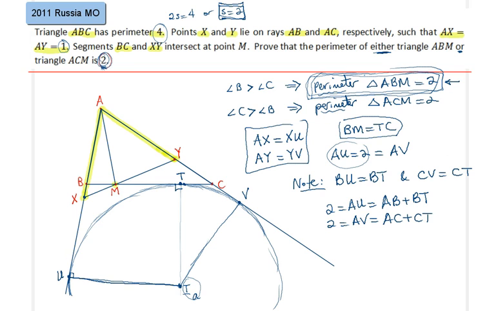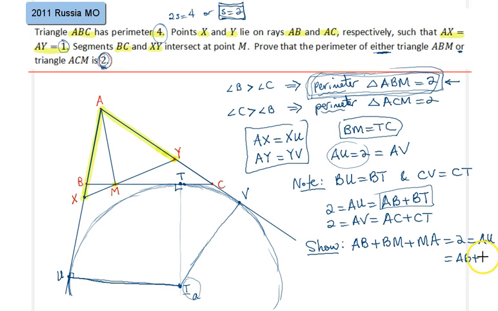So I claim that the problem reduces to showing that, that's an alternative formulation of our problem. So show that AB plus BM plus MA is equal to 2. Well, 2 is simply AU, right? But now I have this new observation. I can replace AU with AB plus BT. So I'm replacing it with AB plus BT. But then it immediately implies those two are cancelling out.